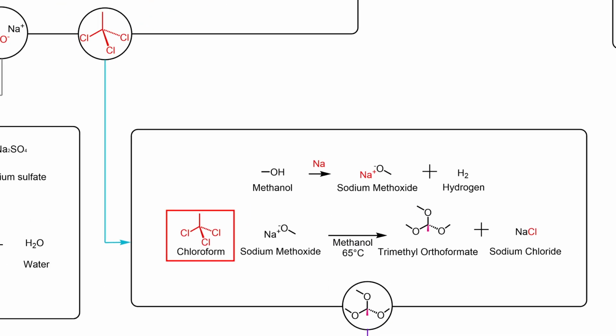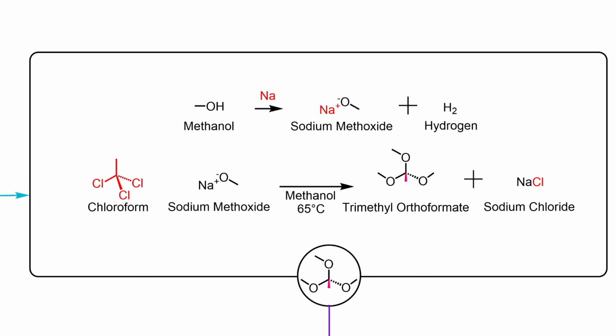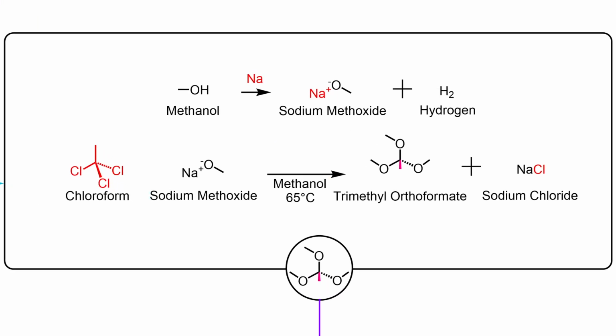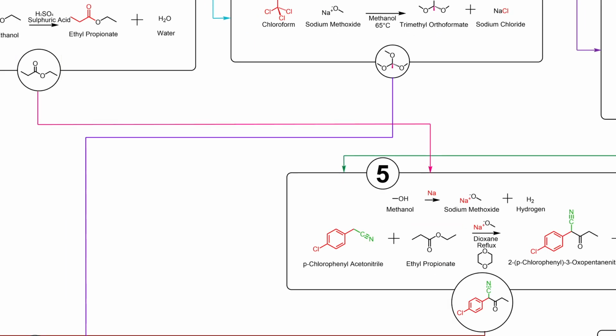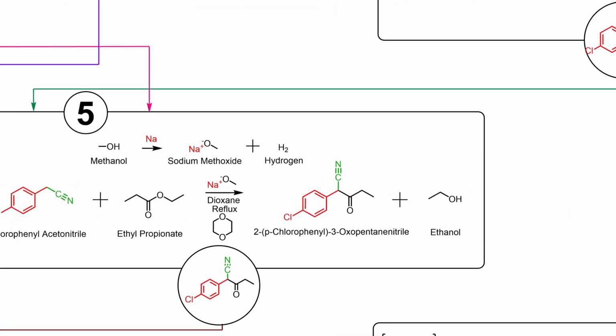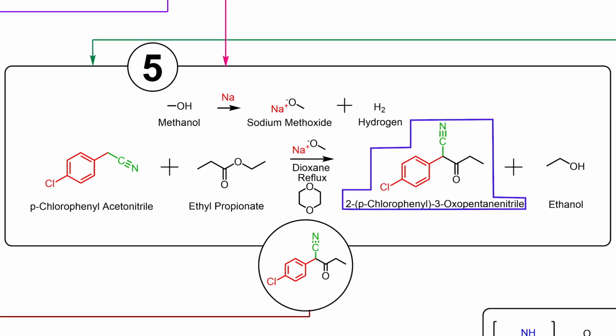In the next step, chloroform is reacted with a hot solution of sodium methoxide and methanol to produce trimethyl orthoformate. The sodium methoxide was made by reacting sodium metal with methanol. The sodium required was made in another video by the alcohol catalyzed magnesium reduction. Next, the ethyl propionate and the para-chlorophenyl acetonitrile are used to make 2-para-chlorophenyl 3-oxopentane nitrile by refluxing these reagents in the presence of sodium methoxide and dioxane as a solvent.